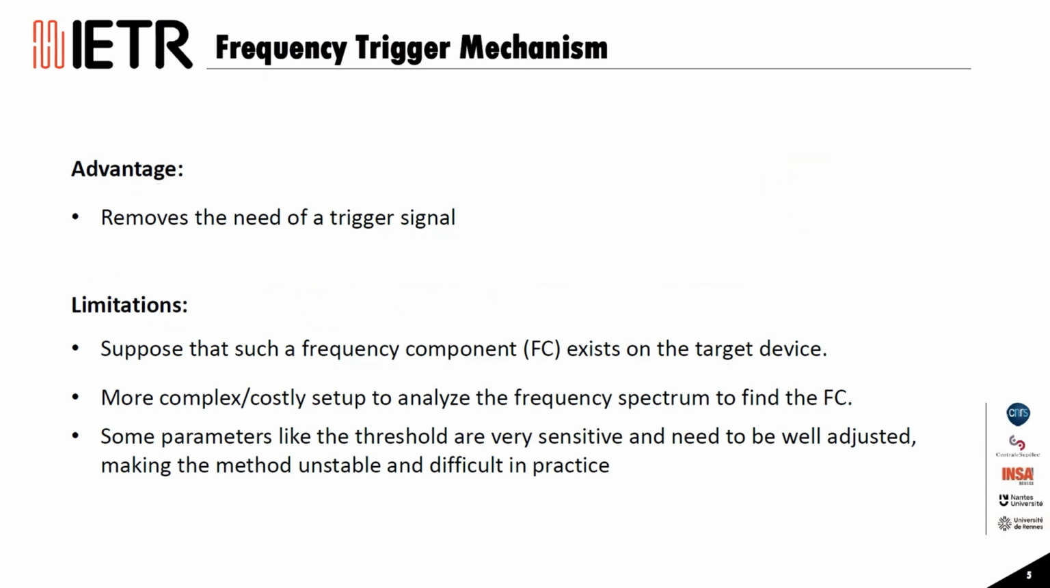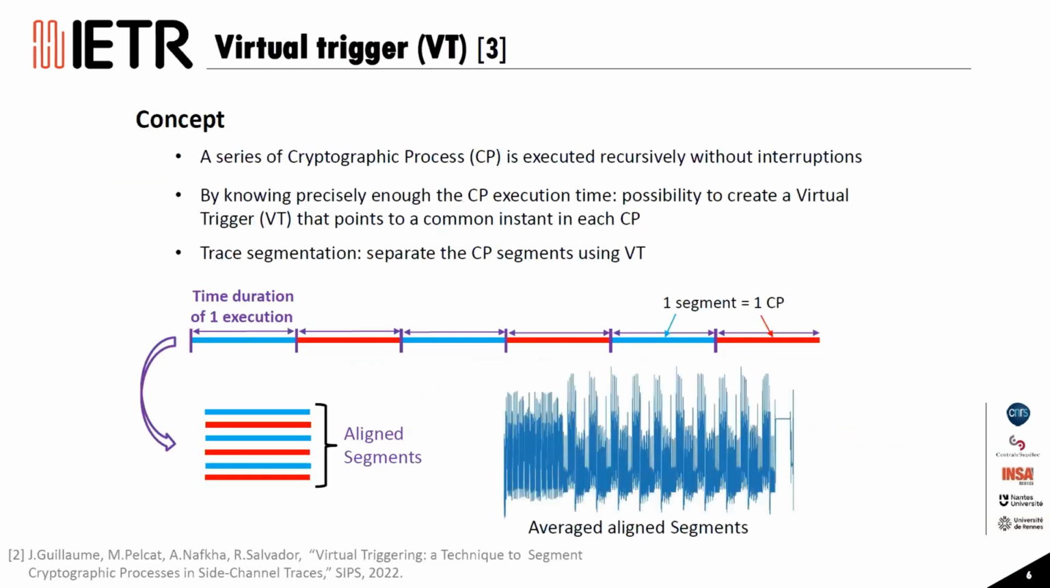For example, we cannot guarantee that on all the devices we want to attack, we'll have such a frequency component that acts as a trigger signal. Also, it can be very sensitive: some parameters can be unstable and make this method difficult to reproduce. So we propose another method which reduces the complexity of trace synchronization, which is the virtual trigger.